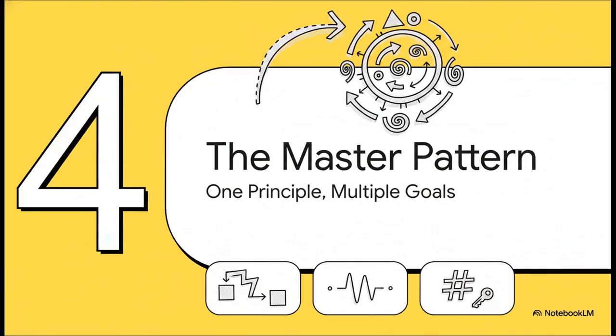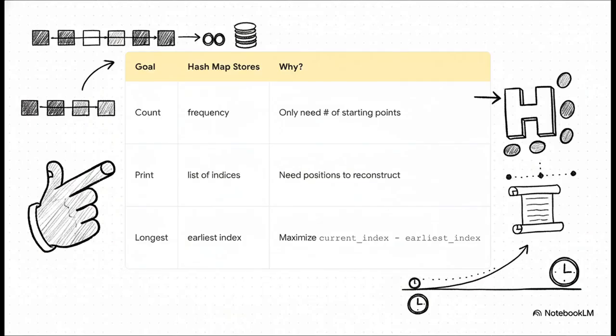And this is where we zoom out and see the real magic, the master pattern that you can apply to dozens, and I mean dozens, of different interview questions. Think of this table as your ultimate cheat sheet for this pattern. We just saw the first 2 rows. To count stuff, you store the frequency. To print stuff, you store a whole list of indices.